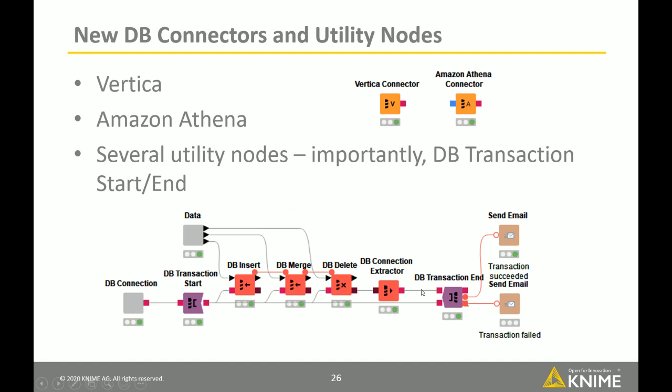If they're all successful, then my DB transaction end node will fire off the appropriate flow variable port and say, hey, I can basically send myself an email, let me know this all worked great. Or if any one or more of these fail, then the DB transaction end node will fire off a different port, and I can send myself an email that, oops, things aren't so great, I need to go check on what's going on with my database. So it just gives you more control. If you have a bunch of these different functions you need to execute at once, and you need to be sure that they executed properly, you can use these new start and end nodes to help you govern that a little bit better.